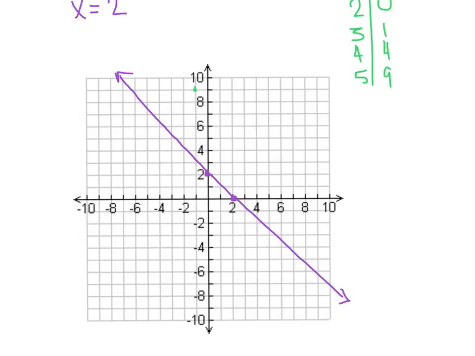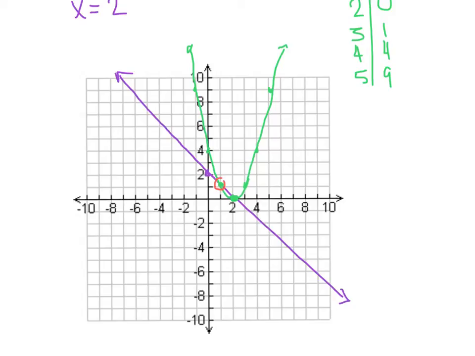-1, 9, 0, 4, 1, 1. That looks like an intersection right there. Let's see. 2, 0. That looks like an intersection right there. Then we got 3, 1, 4, 4, 5, 9. And we'll draw the best looking parabola that anybody's ever seen in the history of math. And something like that. Alright, I'm going to bust out my red pen here.